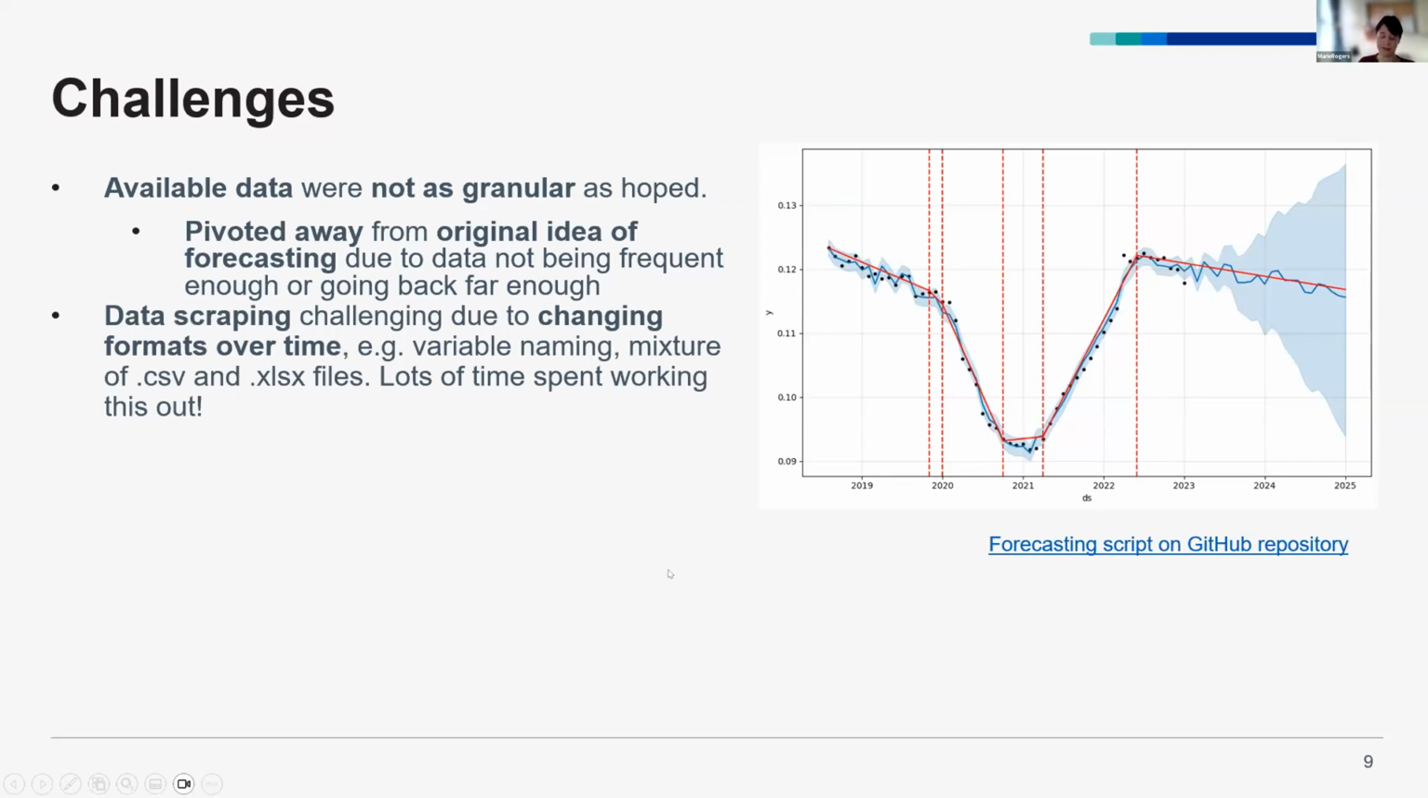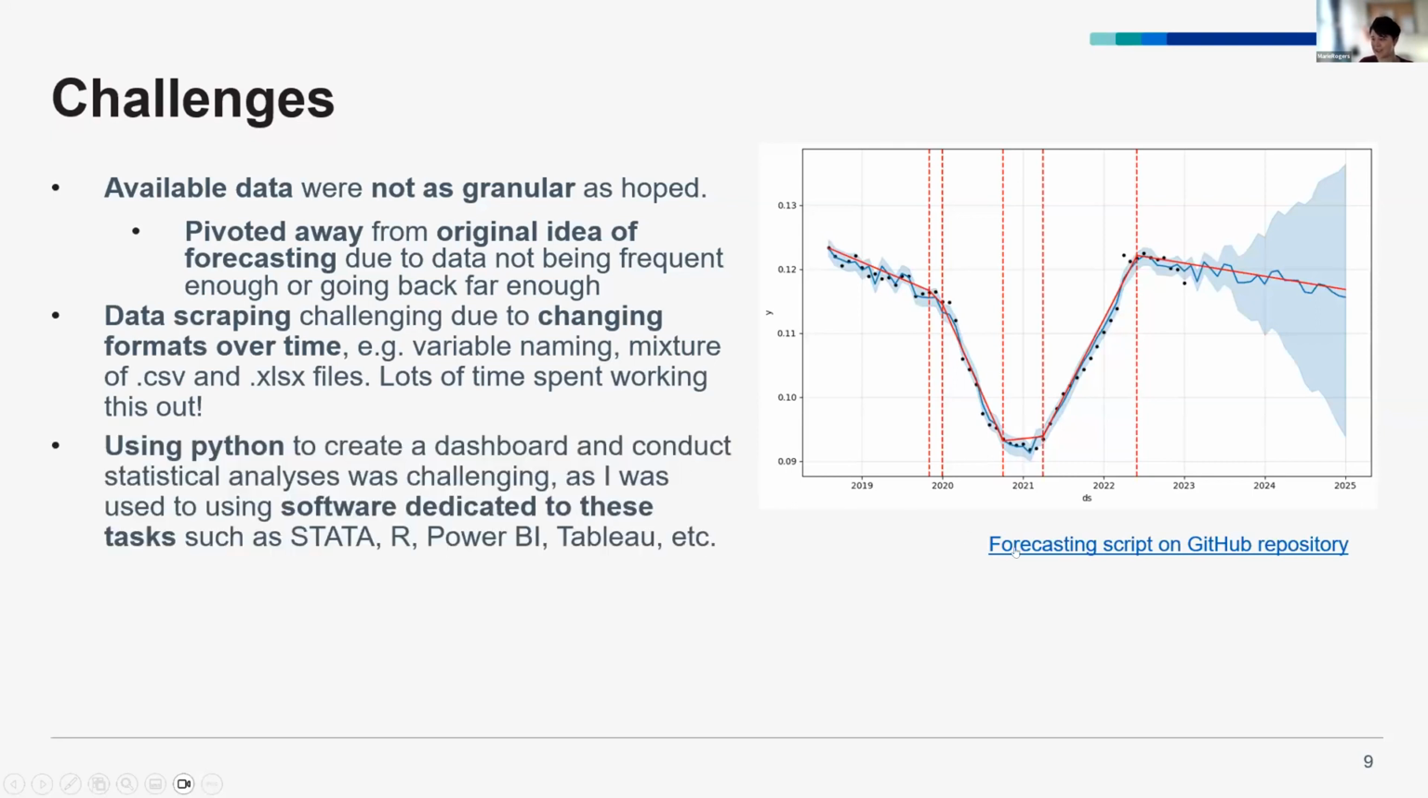Data scraping was definitely the hardest part of this project because people publish in different formats and it changes over time, so a surprise at how long that took. Using Python to create a dashboard was new for me because there's lots of software that we use in my day-to-day job that covers this, but Python was kind of an exciting new challenge.